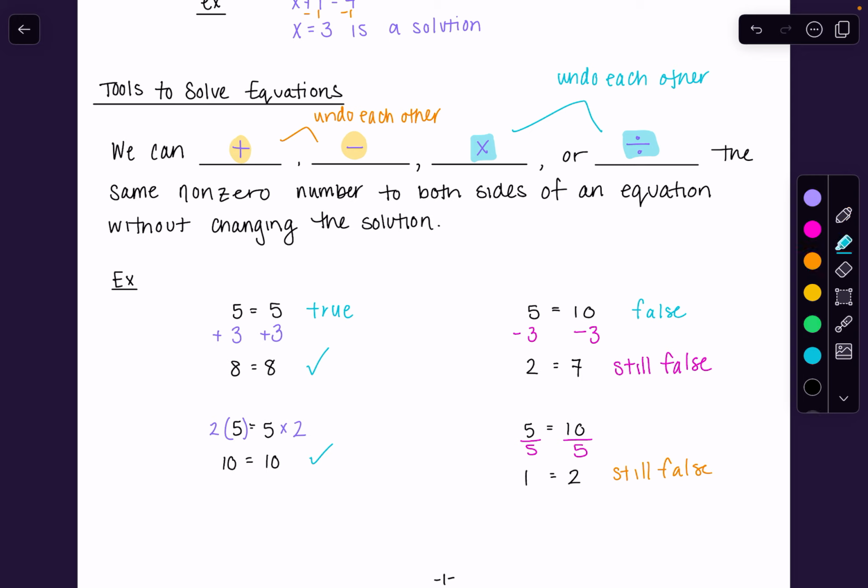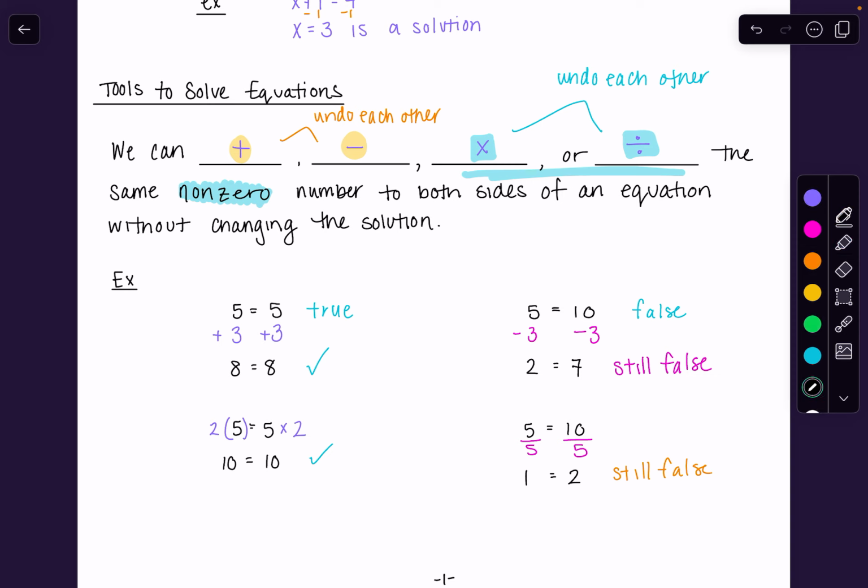Now there is one key thing here. Non-zero is super important. And really it's only important for multiplication and division. It does absolutely nothing with addition and subtraction. If you add 0 to both sides, it does nothing. However, multiplying by 0 can pose a problem, and we know we can't divide by 0. So it does make a difference in those situations.